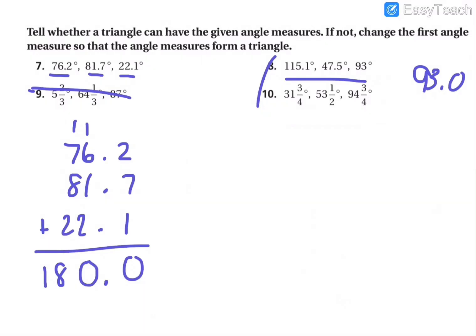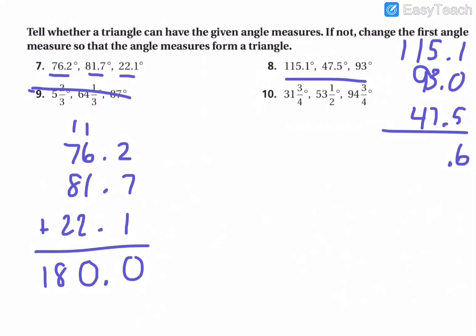And actually, I changed my mind. I am going to do another one here, just because I want to see what happens when we don't have a triangle. What would we have to do to fix it? So let's go ahead and try this one. We have 93, we have 115 and 1/10, and we have 47 and 5/10. We can already tell that this isn't going to be perfect, looking at the place values, because that's a 6.